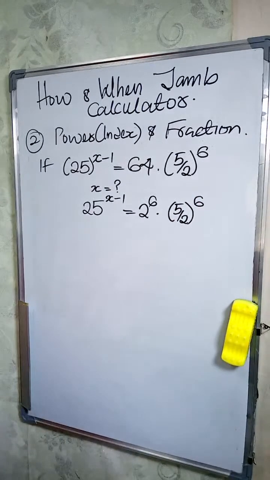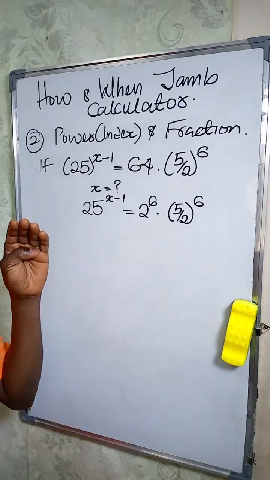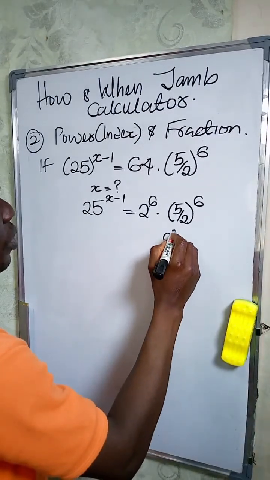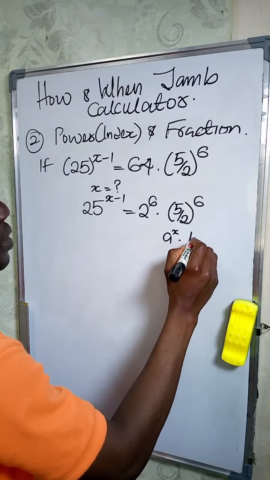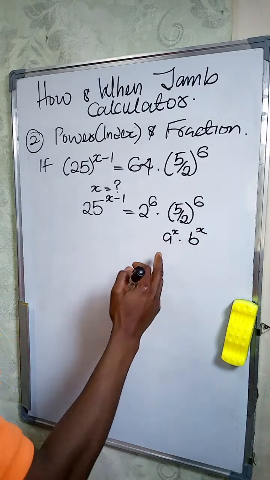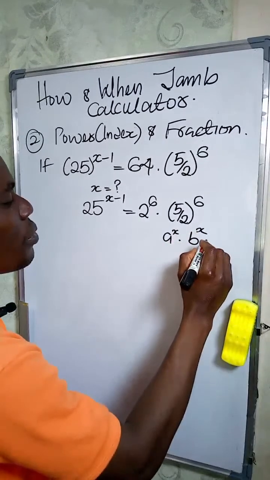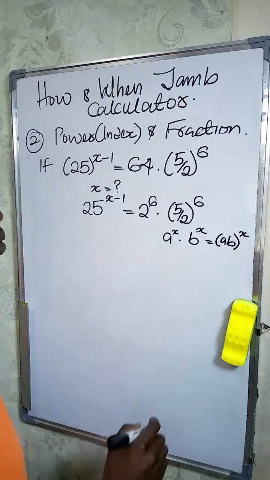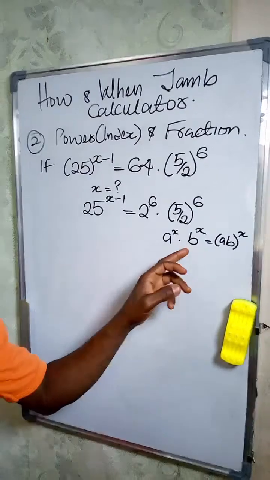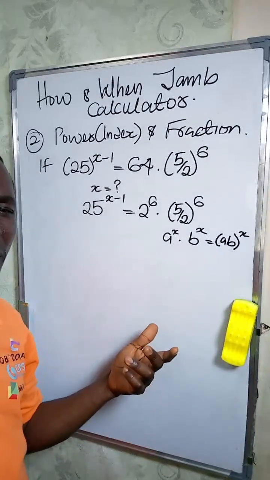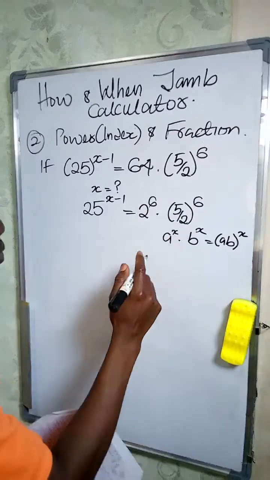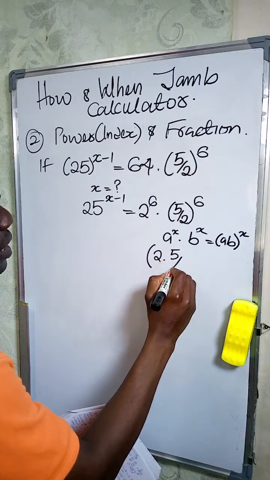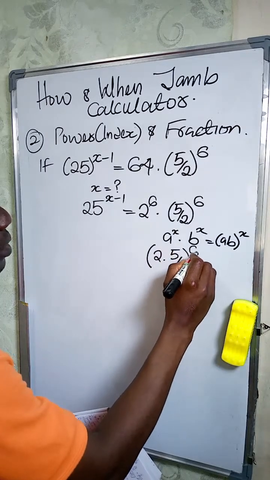Now, there is one law in indices. That law says if you have a to the power of x multiplied by b to the power of x, as long as the two of them have the same power, you can multiply the bases, a multiplied by b, and then give them the same power. This is a law in mathematics and it works very well. So if you apply it here, you will see that it gives 2 multiplied by 5 divided by 2, and all of them carry the power of 6.